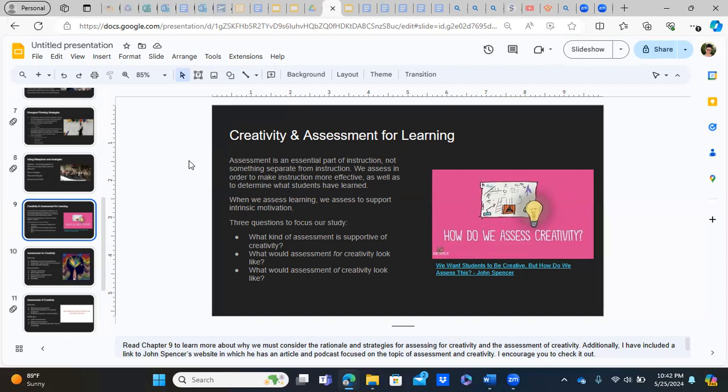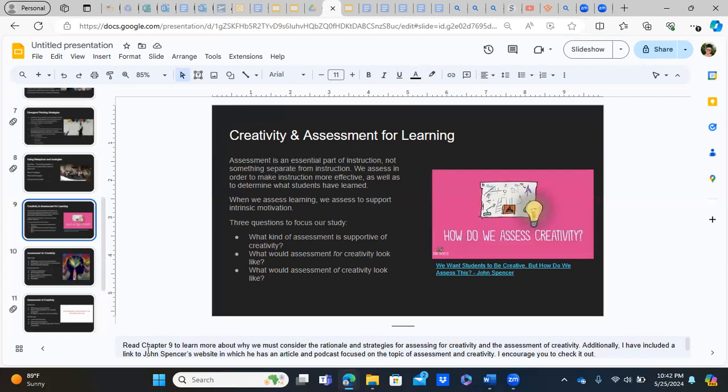So we have to have some type of assessment in order to know if it's effective and in order to know if our goals are being accomplished. So 3 questions are going to focus our study. What kind of assessment is supportive of creativity? What would assessment for creativity look like? And then lastly, what would assessment of creativity look like?